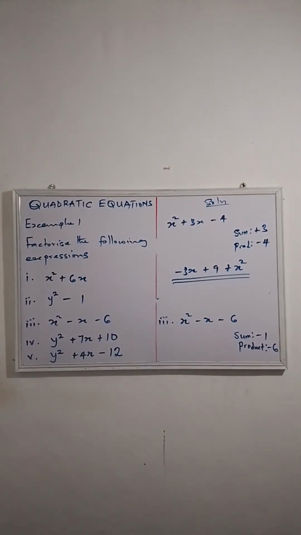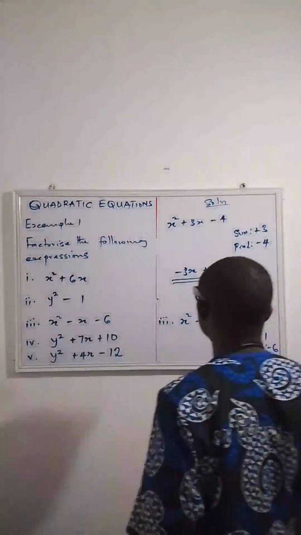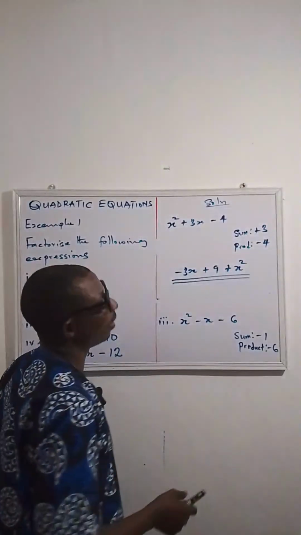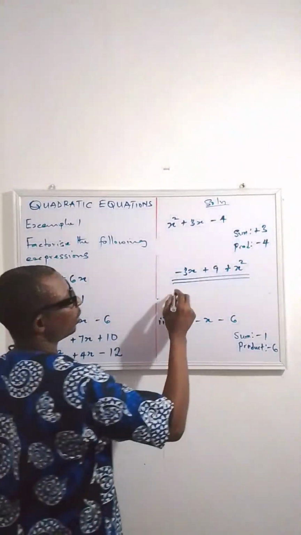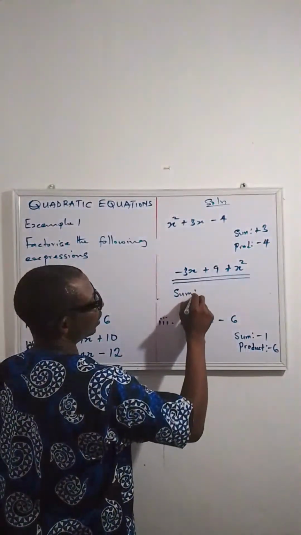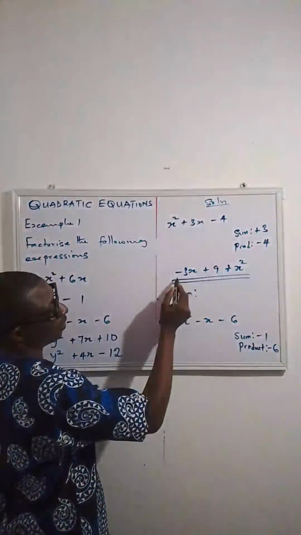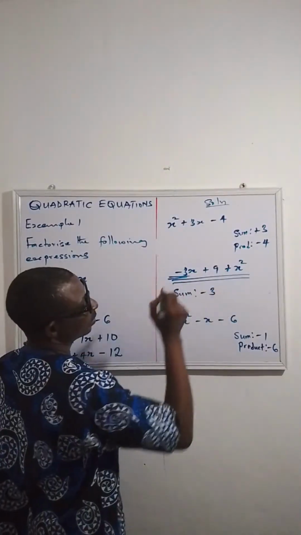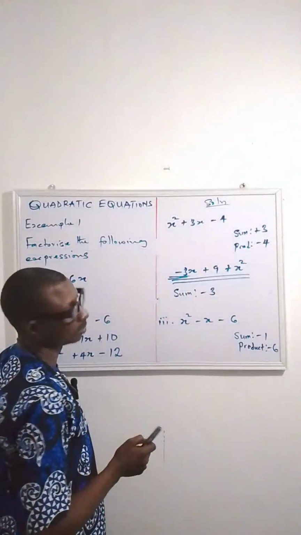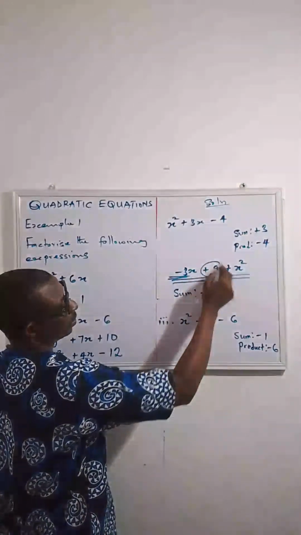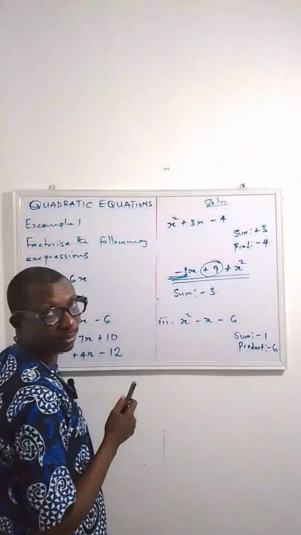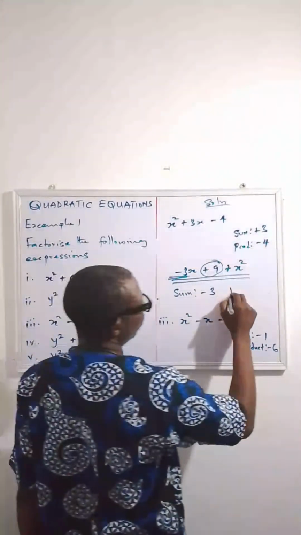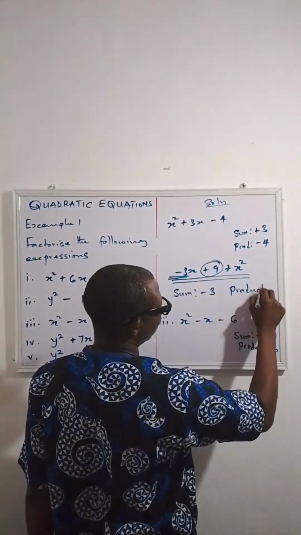Because of our time, we need to locate that. I can see a good number of us are doing very fine. I told you earlier that the sum is the coefficient of x. The coefficient of x in this case is minus 3. And the product is the number that is independent of x. So the product is 9.